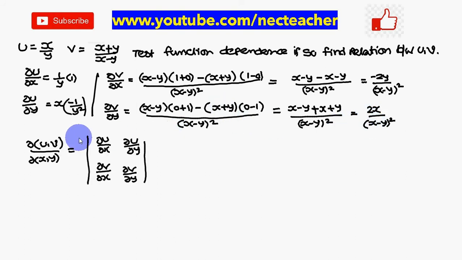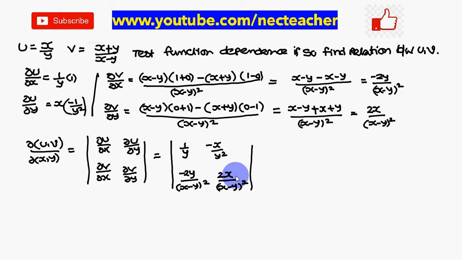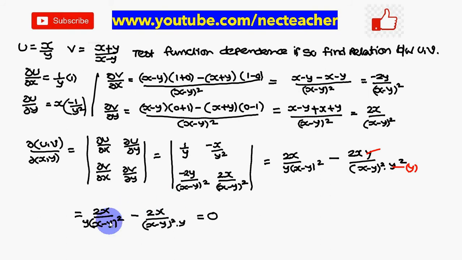So next, dou(u,v) by dou(x,y) means this is the determinant. Just substitute all the values here and do the cross multiplication. What you are left with is 2x by y into x minus y whole square, minus 2x by x minus y whole square into y. So it will get cancelled, equal to 0. If the Jacobian is equal to 0, u and v are said to be functionally dependent.